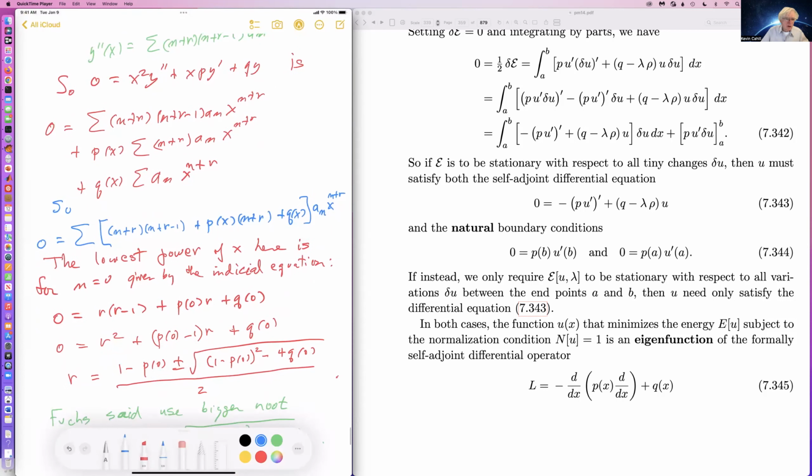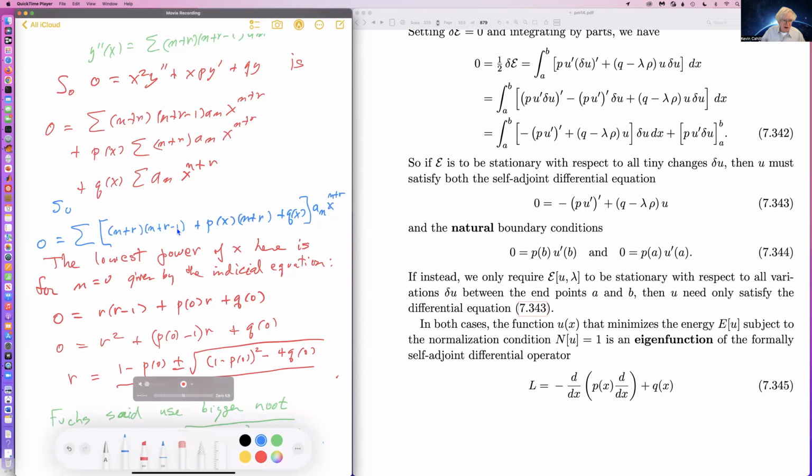And then you solve for r. You look for the lowest power of x, and that's for n equals 0. And then you set the coefficient of the term with n equals 0 to 0. Since n is 0, it's r times r minus 1 plus p of 0 times r plus q of 0, times a of 0 x to the r. And the coefficient of x to the r has to be 0.